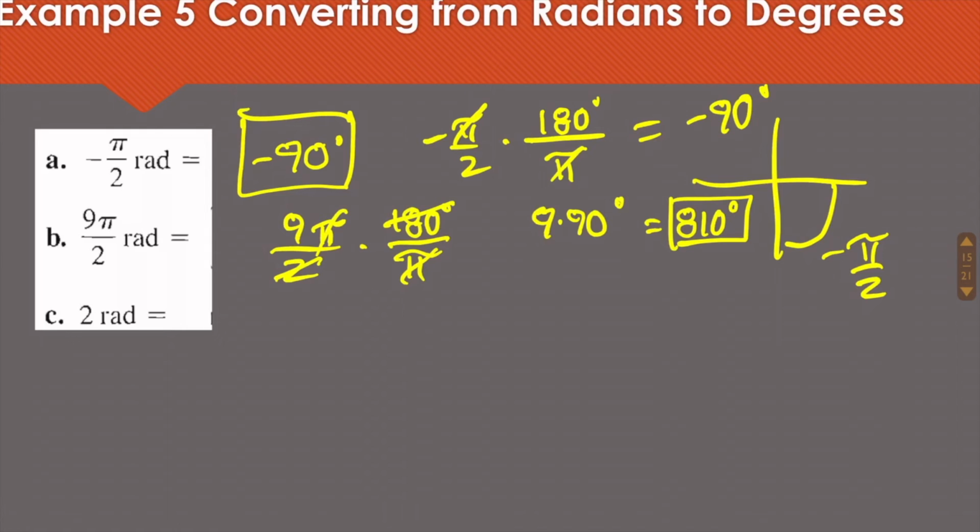And then lastly, we have 2 radians. Well, we don't have pi there, but we know that we have to divide by pi and multiply by 180 degrees. So that's going to be 360 degrees over pi. 360 over pi degrees is really how we would say that.